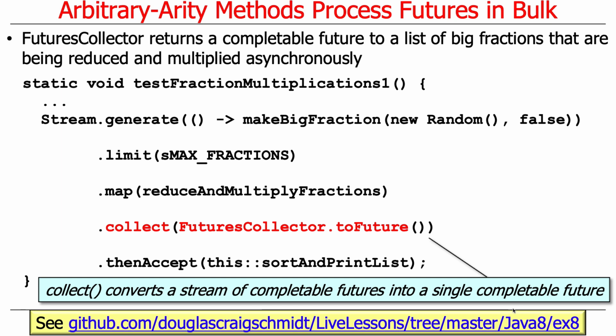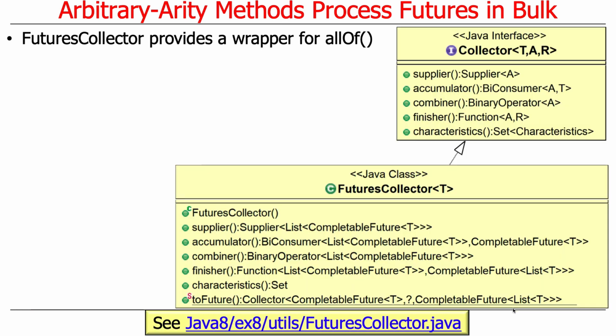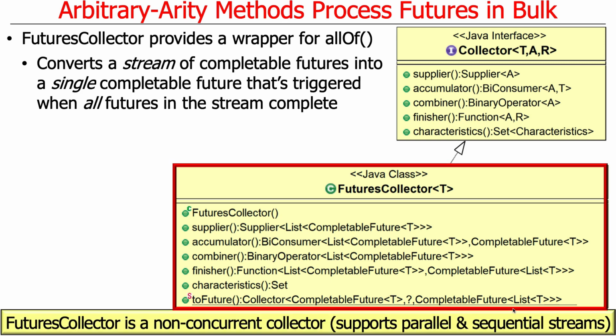The use of collect here with this collector will convert a stream of completable futures into a single completable future that completes when everything in the stream completes. So you'll see in a second what this does. FuturesCollector is essentially going to be used as a little wrapper for allOf. And you'll see that FuturesCollector converts this stream of completable futures into a single completable future that's triggered when all the futures in the stream complete.